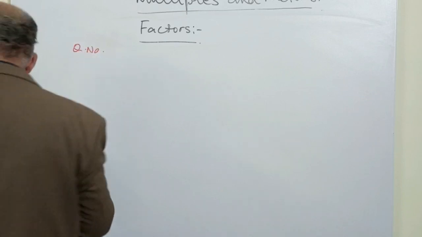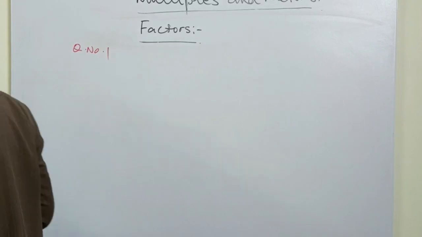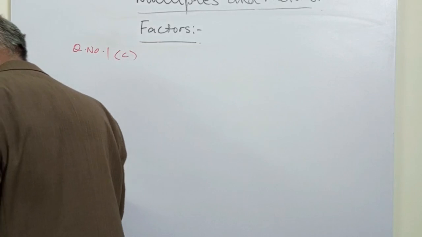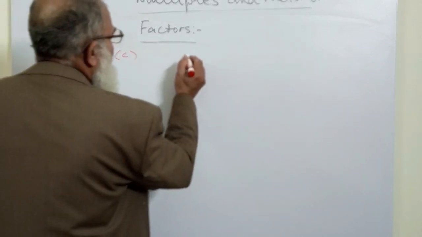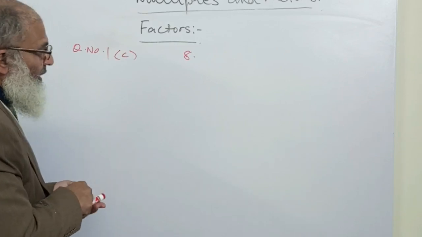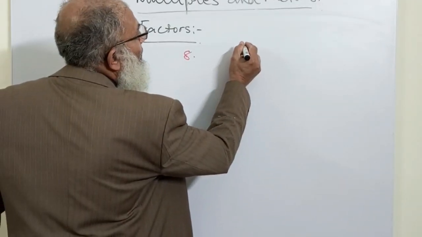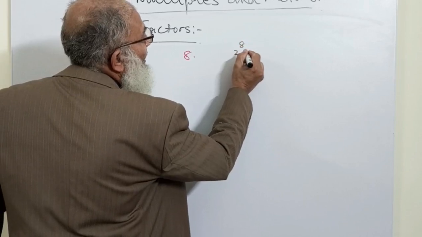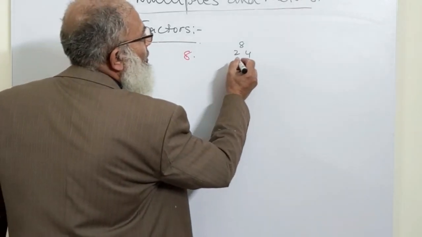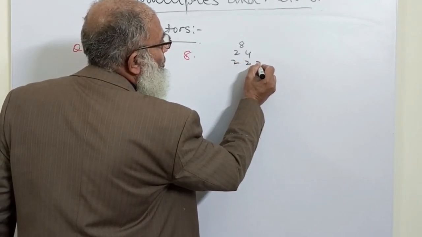Question number 1. Let me start from part C, and part C is 8. We have to find the factors of number 8. So what we do is we write 8 here and keep on finding its factors.